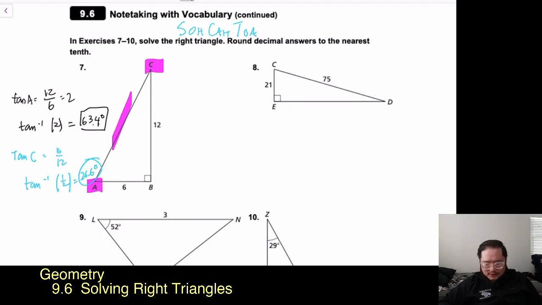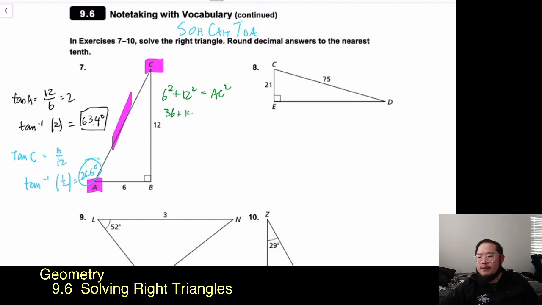All right, so last thing right here, let's figure out what's the hypotenuse. Well, I've got a right triangle. I've got 2 out of 3 sides. Let's go ahead and use the Pythagorean Theorem. 6 squared plus 12 squared is equal to AC squared. All right, so let's put all that together. We got 36 plus 144 is equal to AC squared.